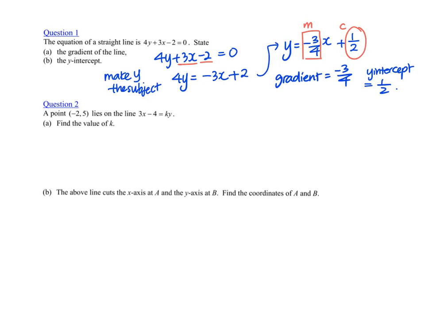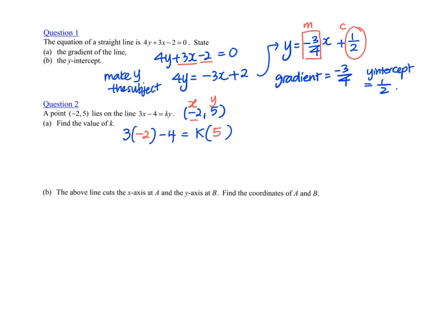Question number 2. A point negative 2, 5 lies on this line. Find the value of k. What does this point tell us? Negative 2, 5. This means the value for x is equals to negative 2. y is equals to 5. So now what can I do? I can sub this into my equation. So I'll have 3 times x minus 4 equals to k times y. And the x number is now negative 2 and the y is 5.